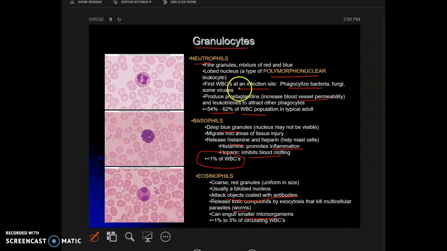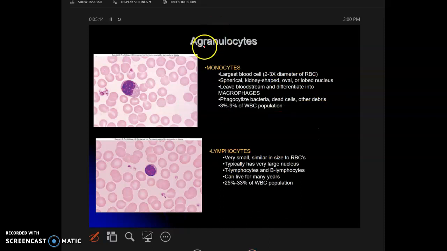All right, which one is the one that's responsible for phagocytizing multi-celled pathogens? And you will say eosinophil. So now let's look at the agranulocytes. A means what? No. No granules. Now that's not entirely true. They have very small granules which are very few. So when you look at these cells, their cytoplasm will appear clear.